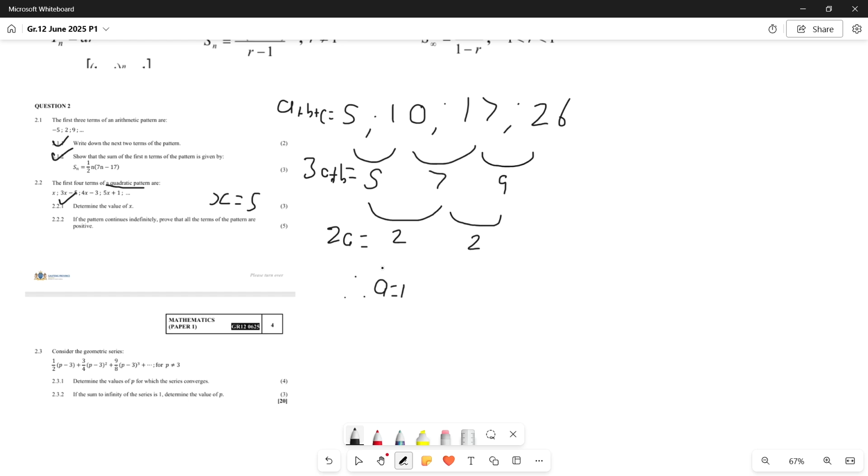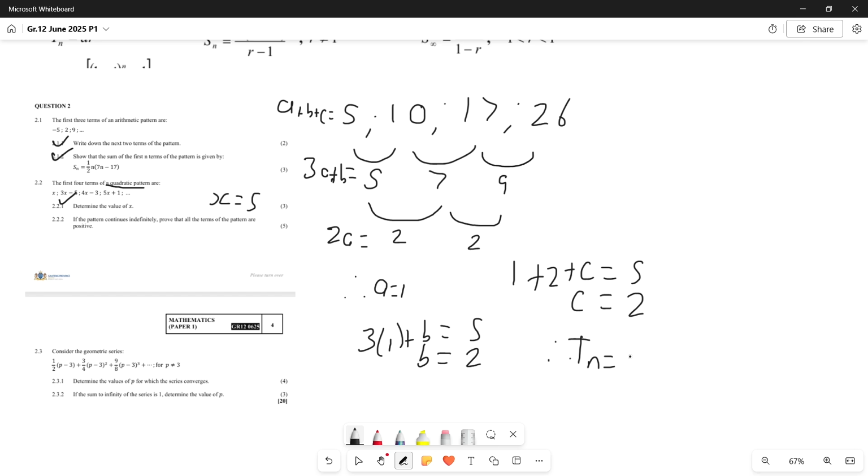a equals 1 over here. Then we bring this a into the next pattern. So 3 times 1 plus b equals 5. Take that over. 5 minus 3 is 2. b equals 2. And then we plug in our a value, which is 1, our b value, which is 2, plus c equals 5 to solve for c. Therefore, c equals 2. At this stage, we have the number pattern, which is n squared plus 2n plus 2.